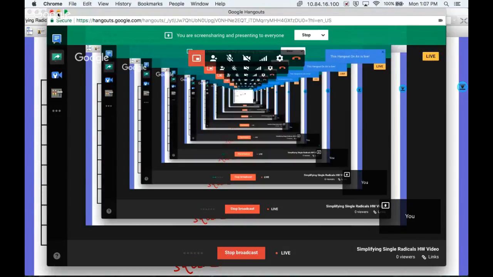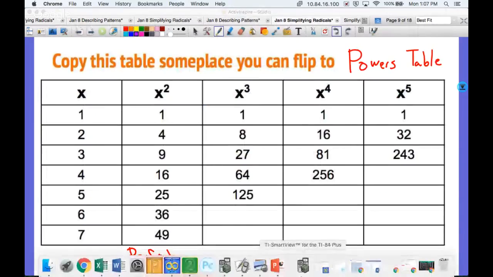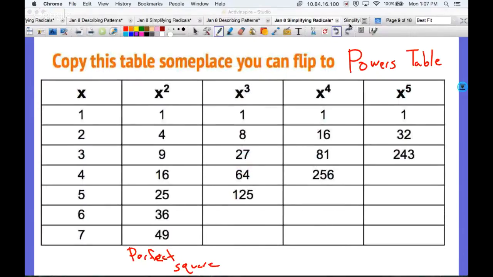All right, this is going to be our help video for the homework about simplifying single radicals. I'll start on this table here. This is the table I had you copy down to help you simplify single radicals. And the reason that it's so useful is because these numbers, based on the column that they're in, when we take a square root or a cubed root or a fourth root, we get an integer answer.